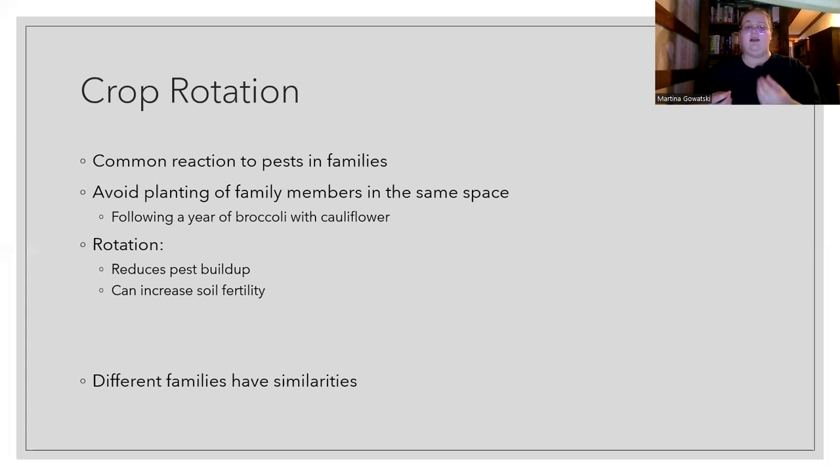If you practice crop rotation and plant from different families in that location every other year or every 3 years, you can reduce this and increase your soil fertility. In addition to the same elements of the same plant family having these issues, different families can sometimes be similar enough, say in nutrient use or pest buildup issues, that you'll still get a bad reaction. So it is very important to conduct thorough research before planning your crop rotation.